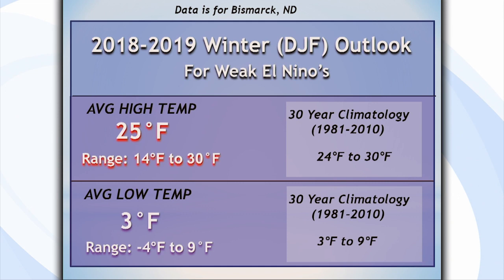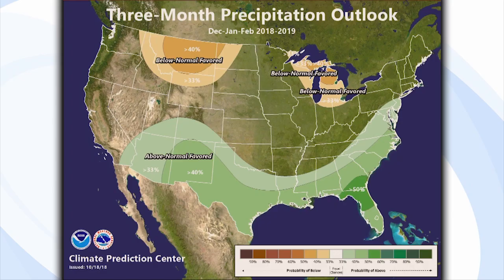As far as the average low temperature in weak El Ninos, pretty much in the middle of the pack. The range was -4 below and up to 9 above, so we had an average of about 3 degrees. But you can see how weak El Ninos compare with the 30-year climatology, and we are in the low end range of both the high temperature and the low temperature.